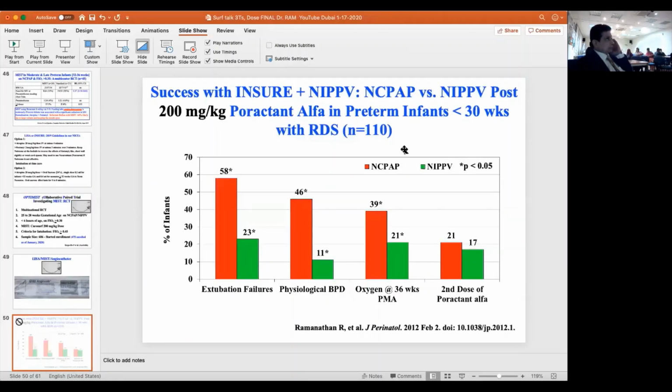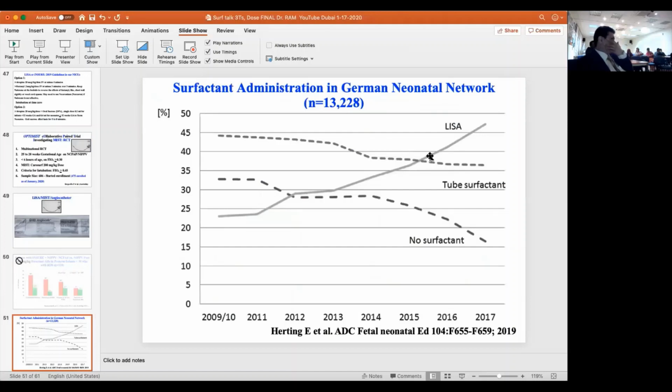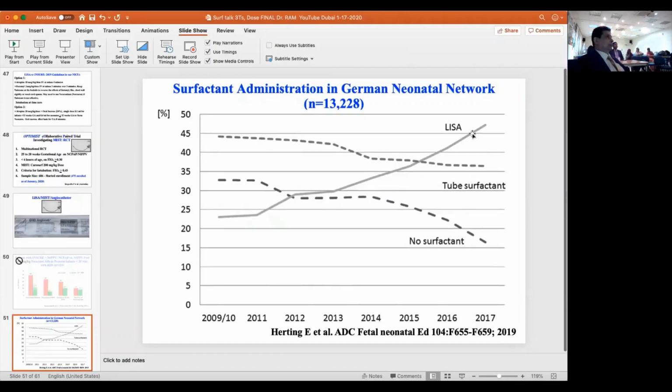I already showed you this slide. So, okay, what are people doing? This is a large study looking at nearly 13,000 babies from the German Neonatal Network. Many centers in Germany participate, almost all the centers. You can see from 2009 to 2017, a significant increase in the LISA technique, and intubation and giving surfactant is much lower now. Babies receiving surfactant is actually higher because with the LISA technique, more babies are getting rescued with early surfactant therapy.